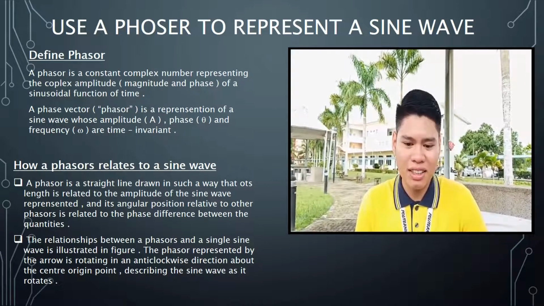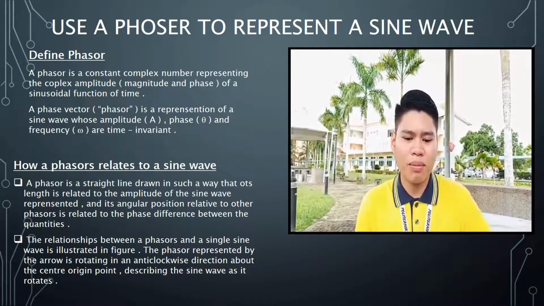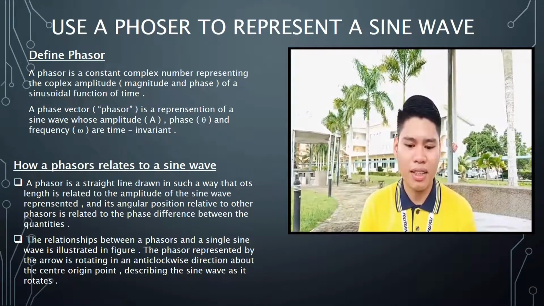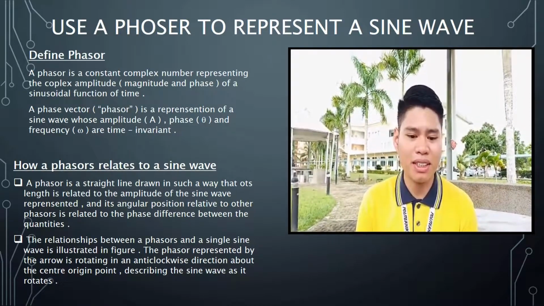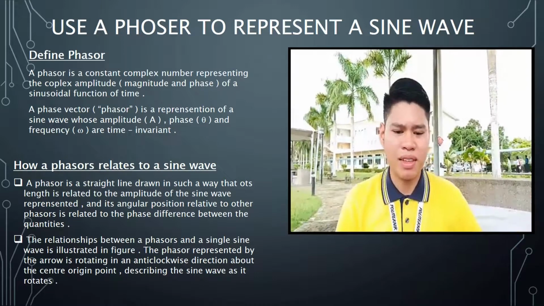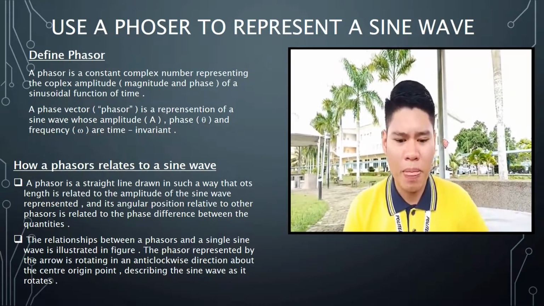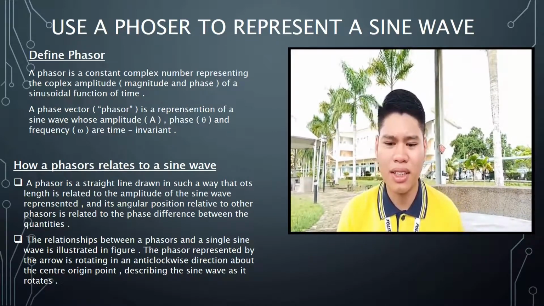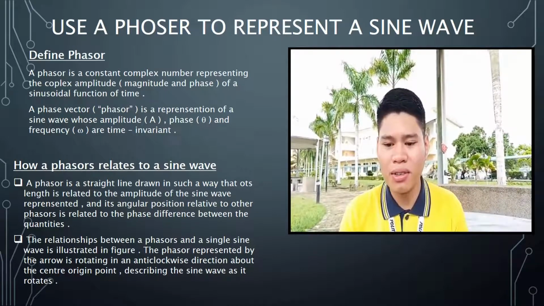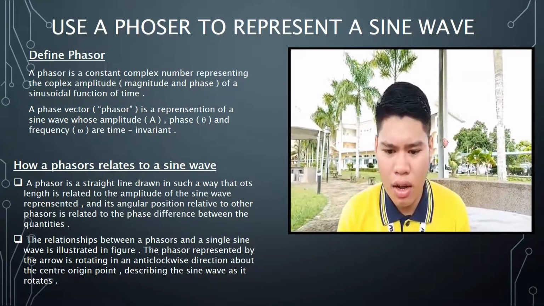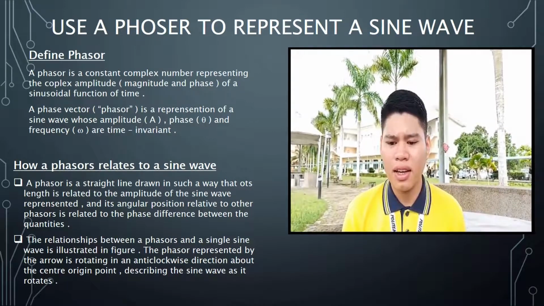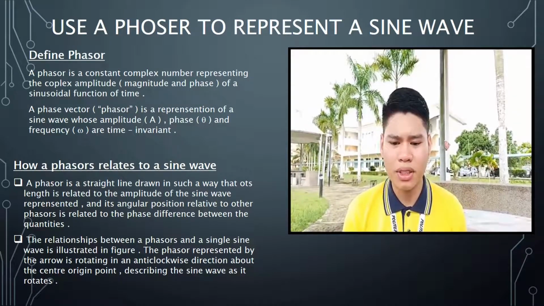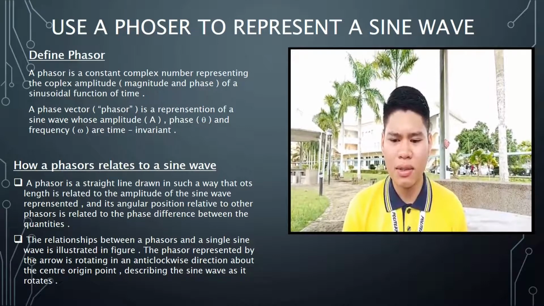How a phasor relates to a sine wave. A phasor is a straight line drawn in such a way that its length is related to the amplitude of the sine wave represented, and its angular position relative to other phasors. It is related to other phasors by the differences between the quantities. The relationship between a phasor and a single sine wave is illustrated in the figure. The phasor, represented by the arrow, rotates in the anticlockwise direction about the center origin point, describing the sine wave as it rotates.